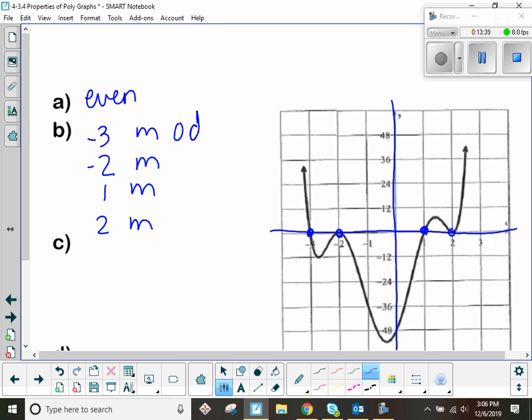Looks like it bounces, but it's really not. What did you say for -2? Even, because it bounces there. 1 crosses through. It does not bounce and turn around. It crosses. So what is that? Odd. And what about +2? Even, because it bounces. So they're odd and even.